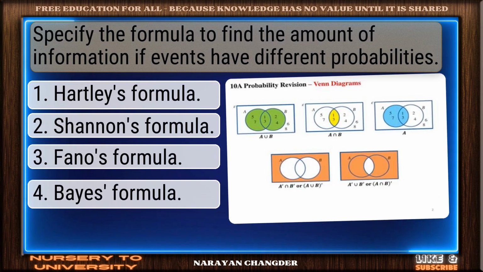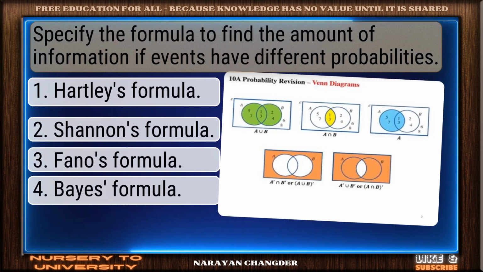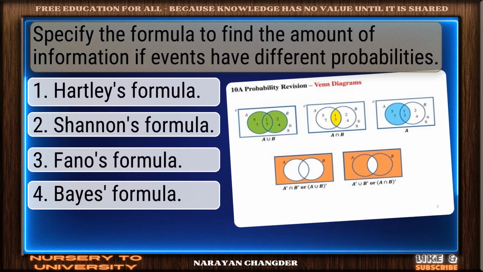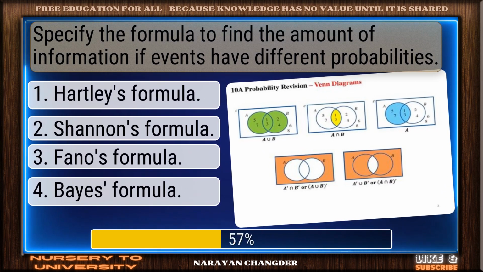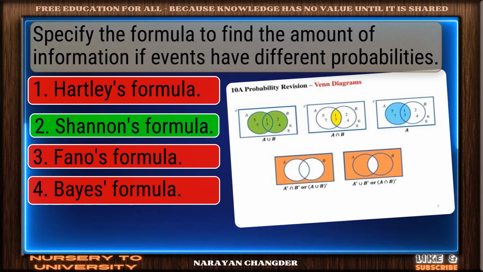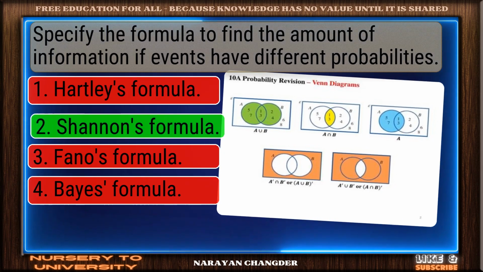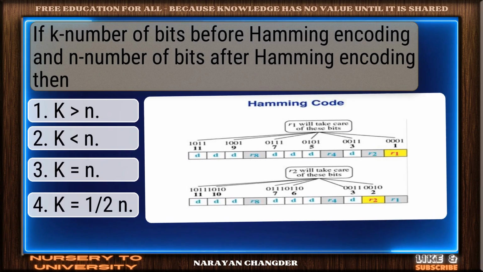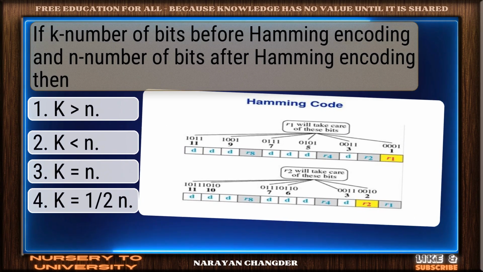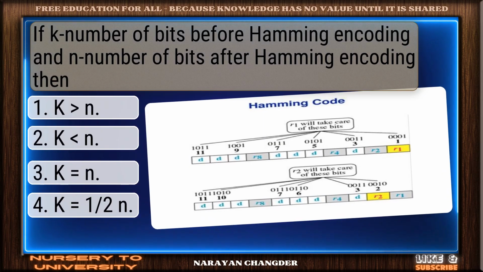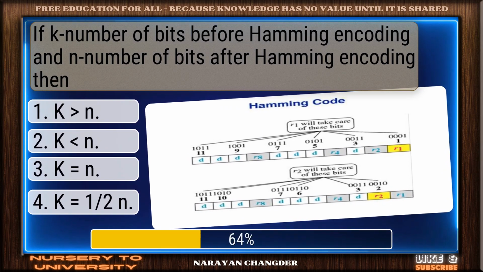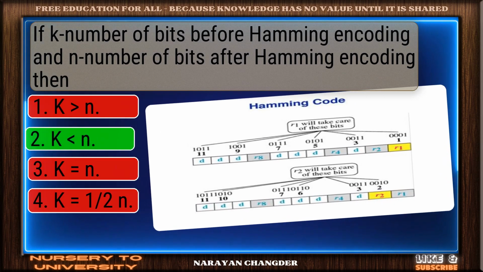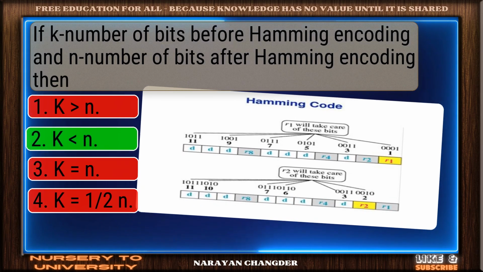Specify the formula to find the amount of information if events have different probabilities. Correct. Shannon's formula is the right answer. If k is the number of bits before Hamming encoding and n is the number of bits after Hamming encoding, then... On track. k/n is the correct answer.